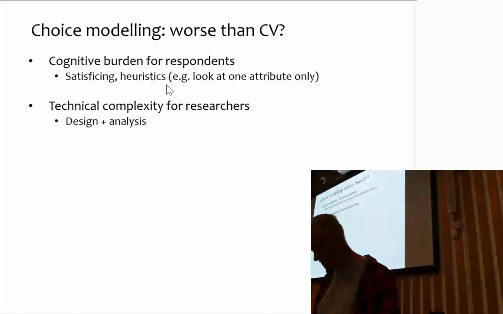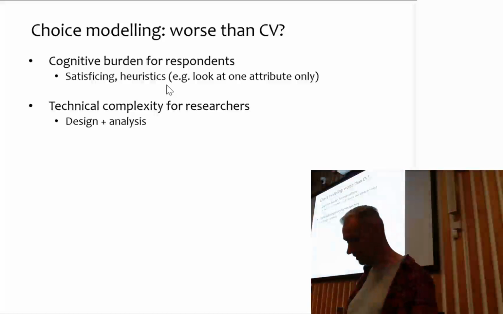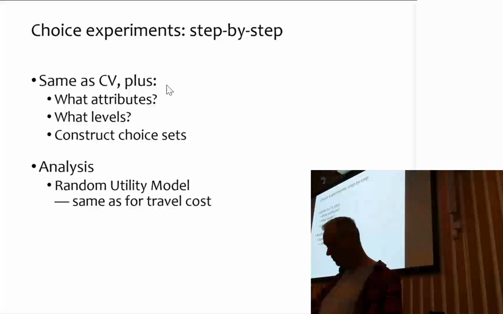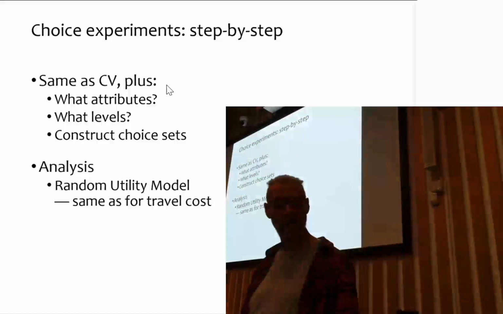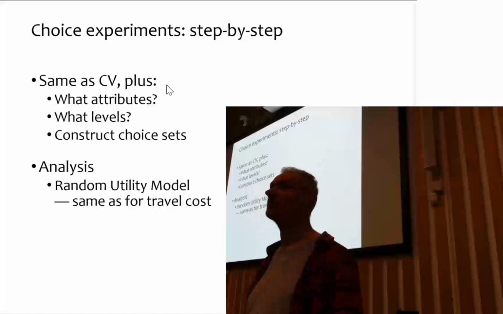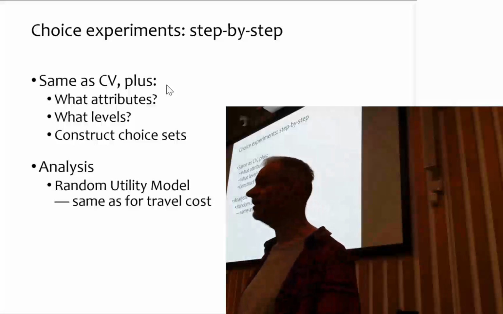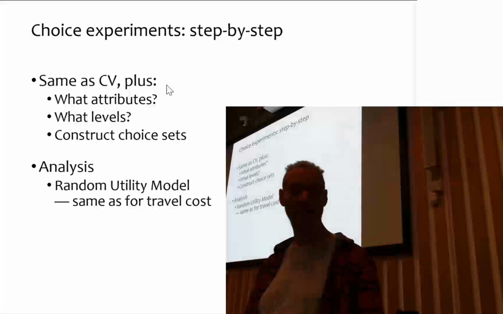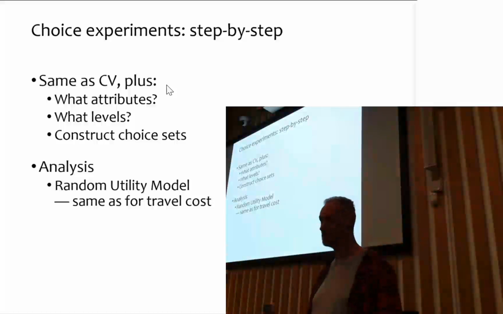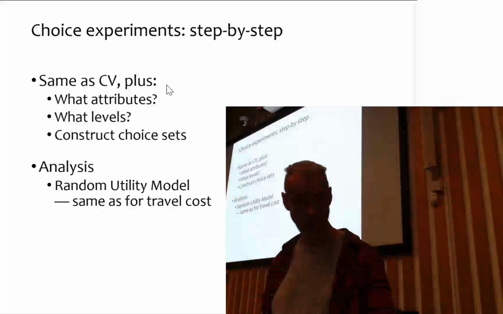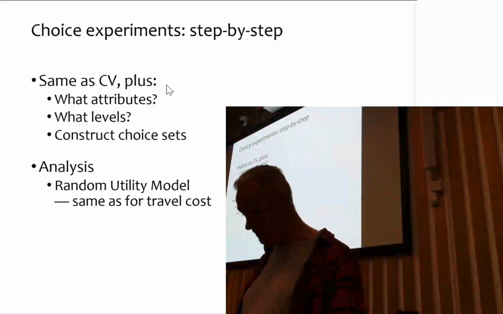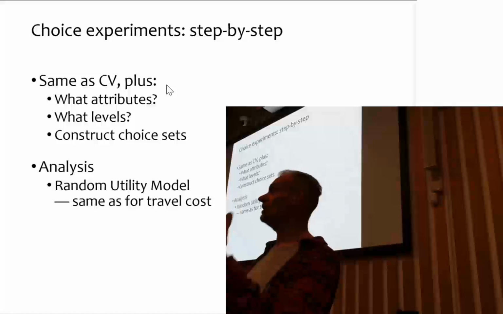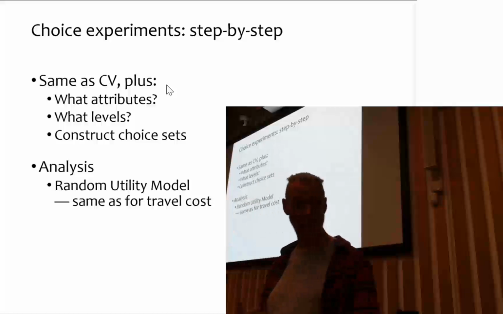The analysis is more complicated. Instead of a simple logit, you would need to go back to the methods that we've been talking about for the travel cost method, the random utility model. You actually need to use either a conditional logit or a mixed logit model. So it is a bit more complicated for the people who analyze the results.